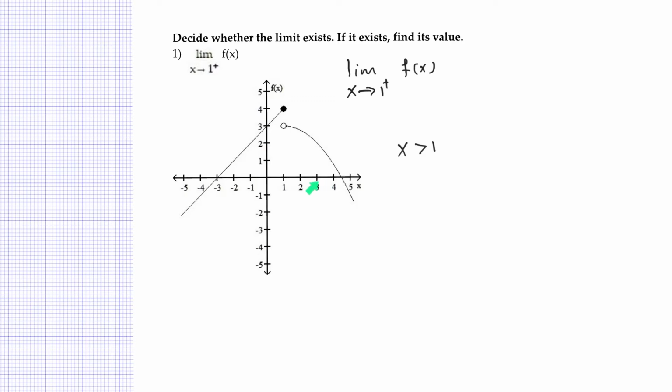As x approaches 1 from the positive side, the function is approaching a value very close to 3. Therefore, the limit as x approaches 1 from the positive side of the function shown in the graph is a value equal to 3.